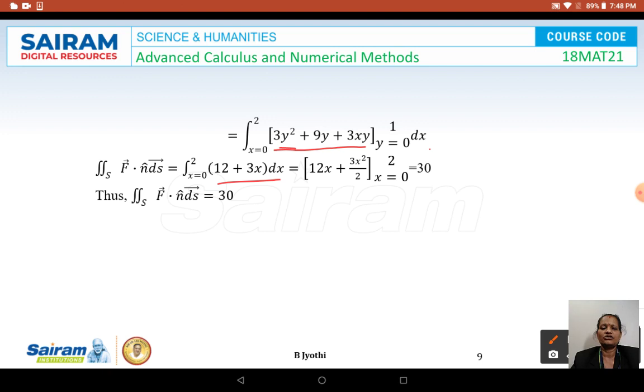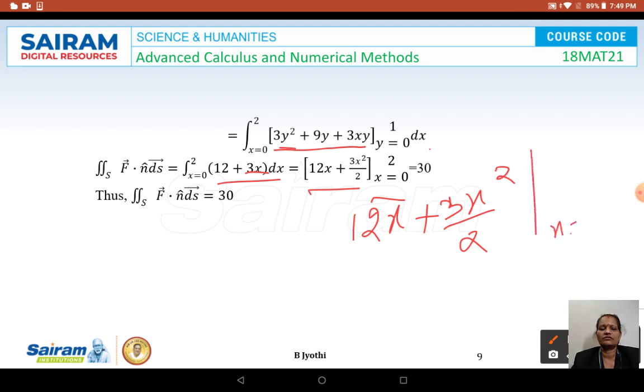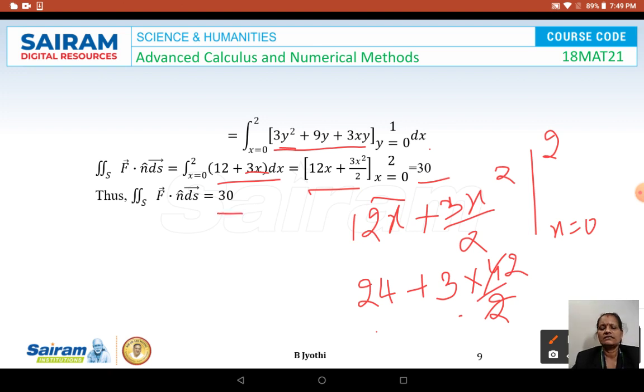The integration of 12 will be 12x, and the integration of 3x will be 3x square divided by 2. So this is what we have written, and x is varying between 0 to 2. When x is equal to 0 to 2, 12 into 2, that is 24, plus 3 into x square, which is 4, divided by 2, that will be 6, giving 24 plus 6, which gives us 30 as the answer. Hence, the double integral of f dot n ds is given by 30.